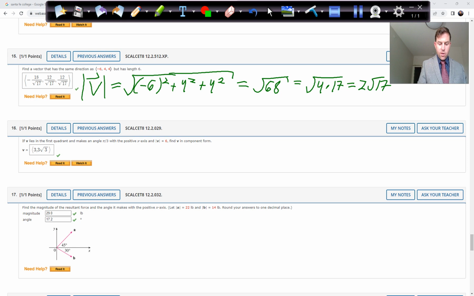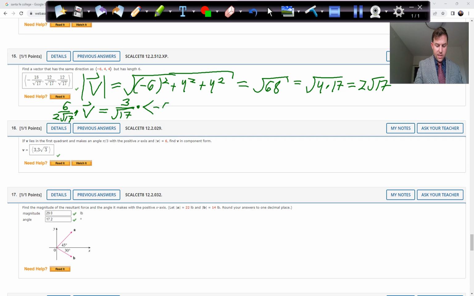So what we're going to do is say the new vector, we're going to multiply that by 6, the length we want, divided by its current length magnitude, which is 2 root 17. So in essence, when we divide by 2 root 17, we're making a unit vector, which has length of 1. Then when we pull the 6 in, it will stretch that length out to 6. Notice 6 can be divided by 2, so you get 3 over root 17 times this vector.